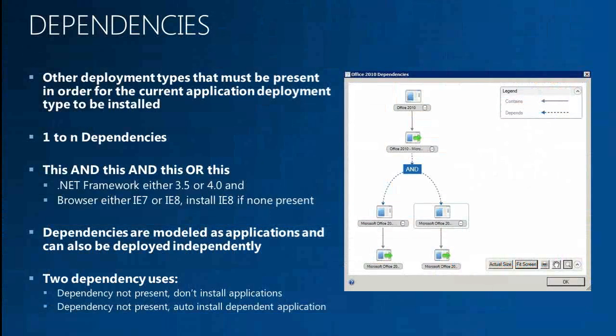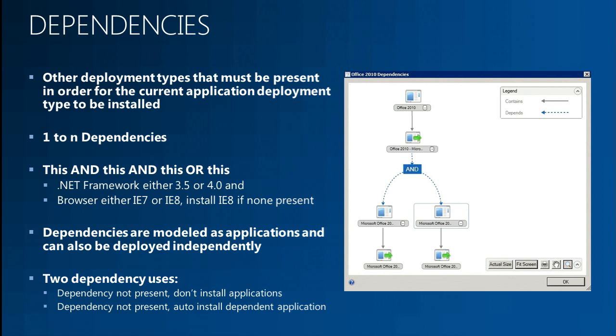All right, so dependencies. Brian spoke about that a little bit earlier. Dependencies are a very interesting and powerful concept within the application model. An admin can say that in order to install this app, I need to have certain components on the system, like .NET Framework or IE, and you can specify those within this application model. You can have one-to-many relationships, or you can build n-to-one relationships using this dependency model.